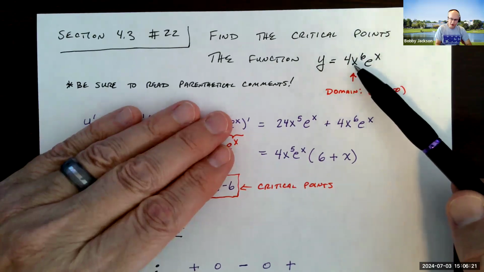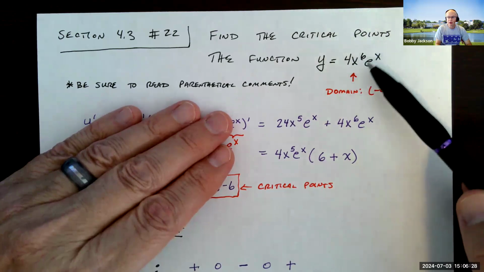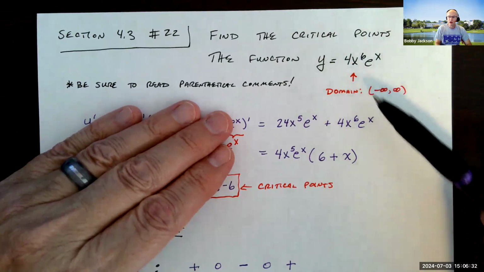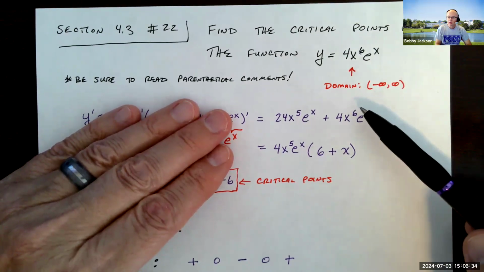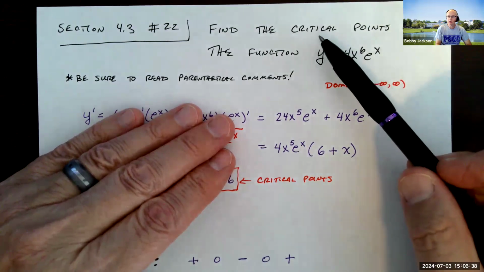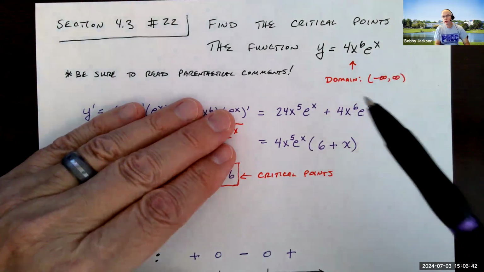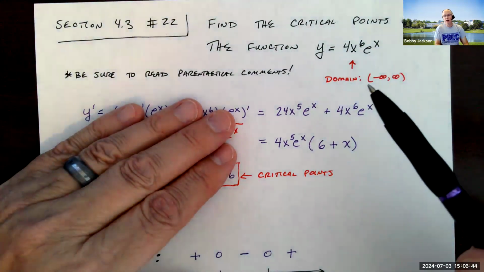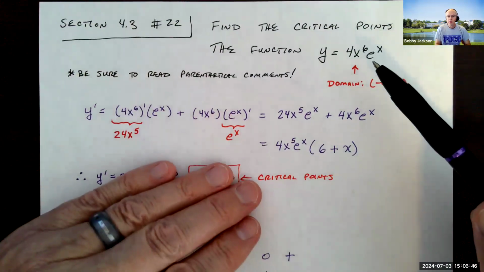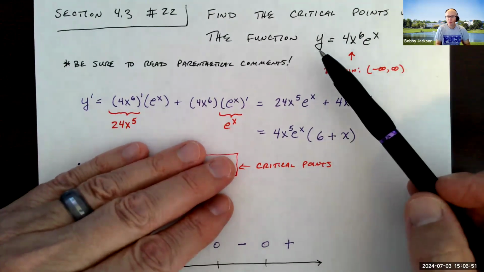First thing to note about this function is the domain. The domain of this function is all real numbers, right? The domain of all exponential functions like e to the x is all real numbers, times a polynomial function, which also has a domain of all real numbers. And that's important because when you're finding critical points, remember those are points that are in the domain of the function for which the derivative is 0 or undefined. And so we do need to, of course, find the derivative first in order to find our critical points.